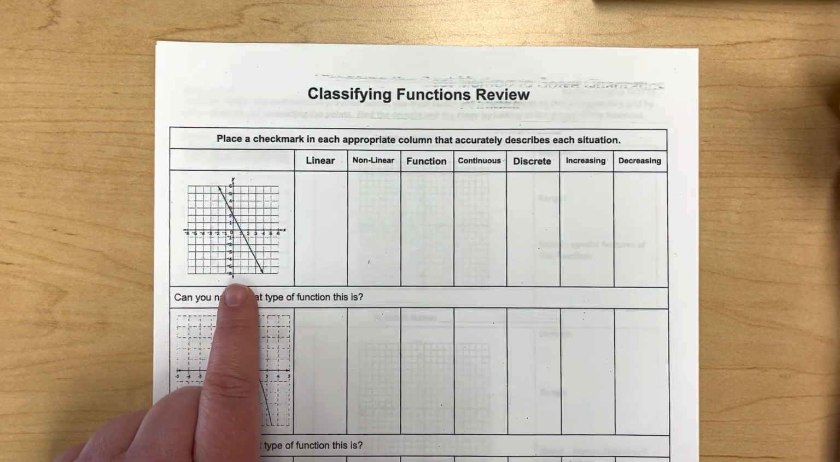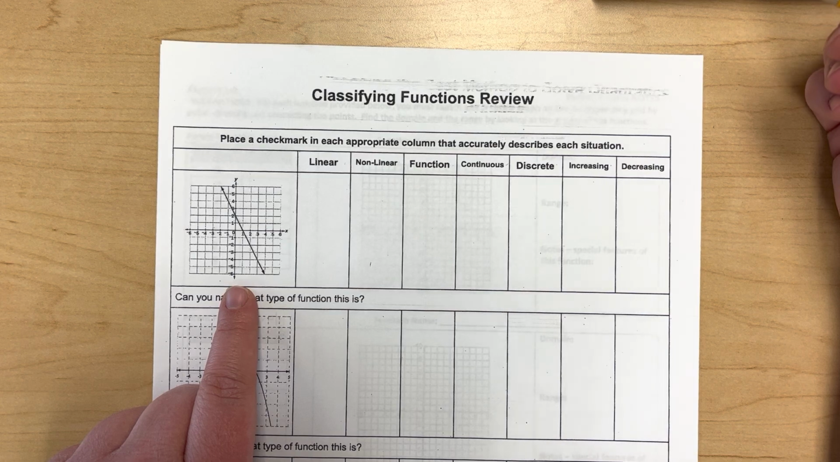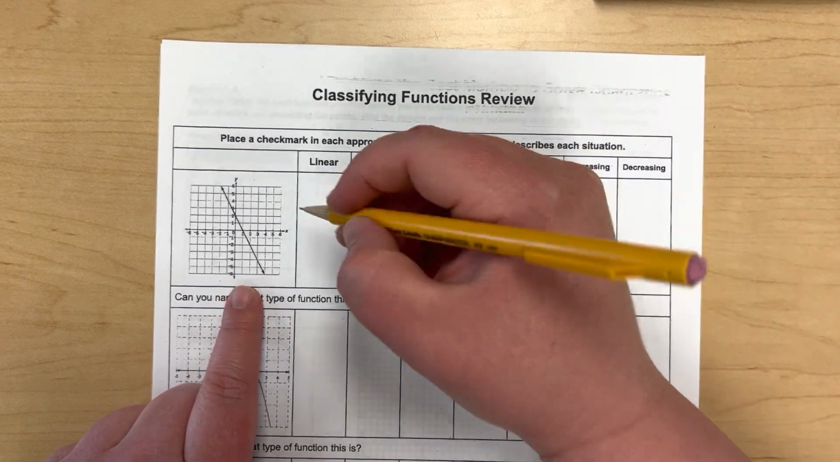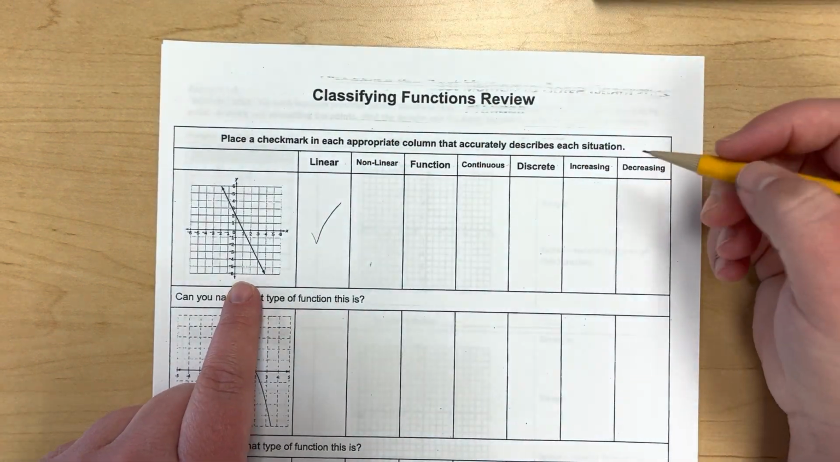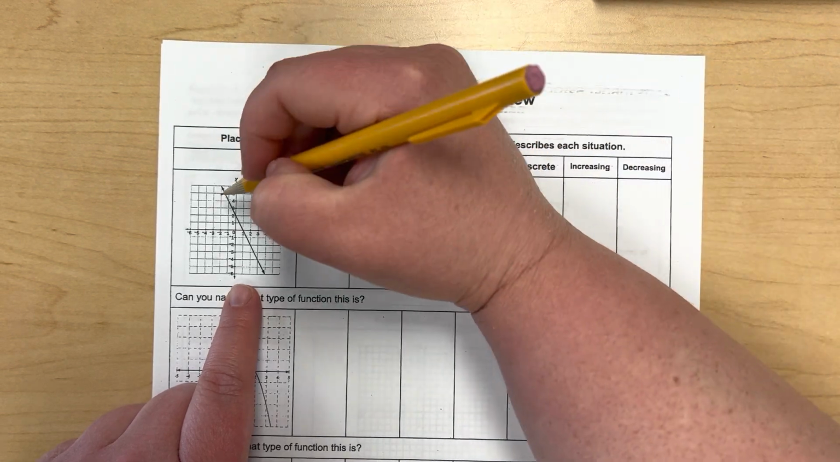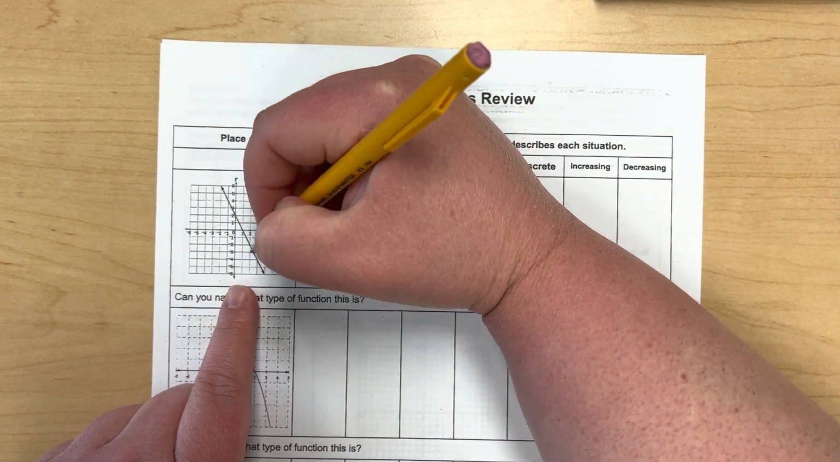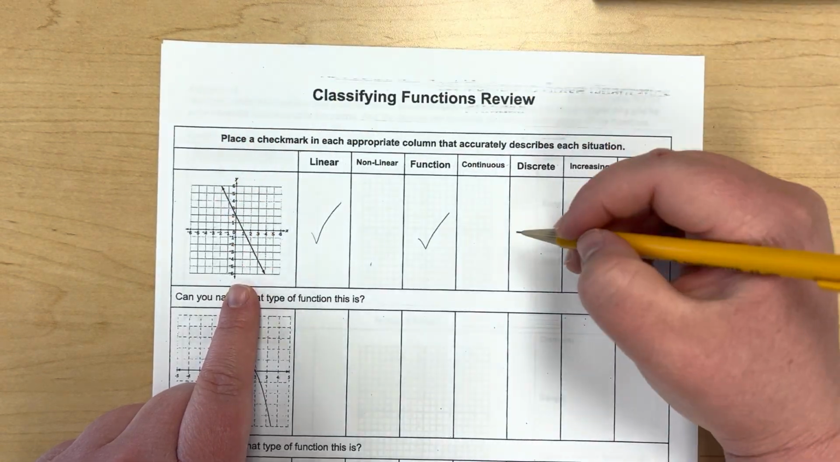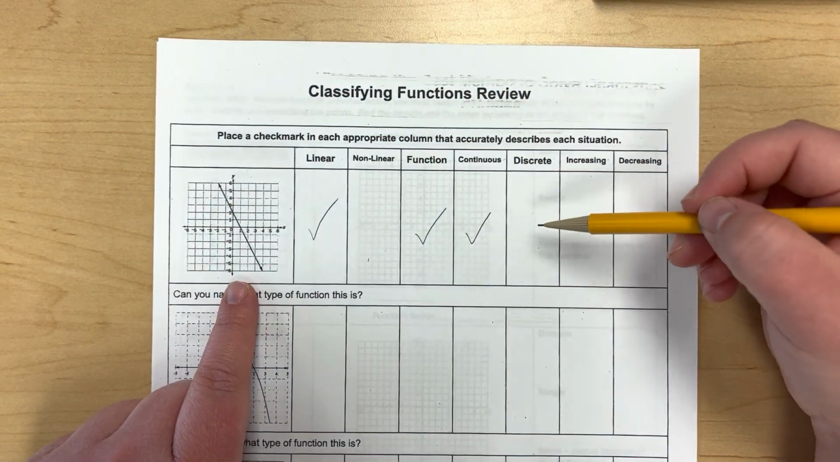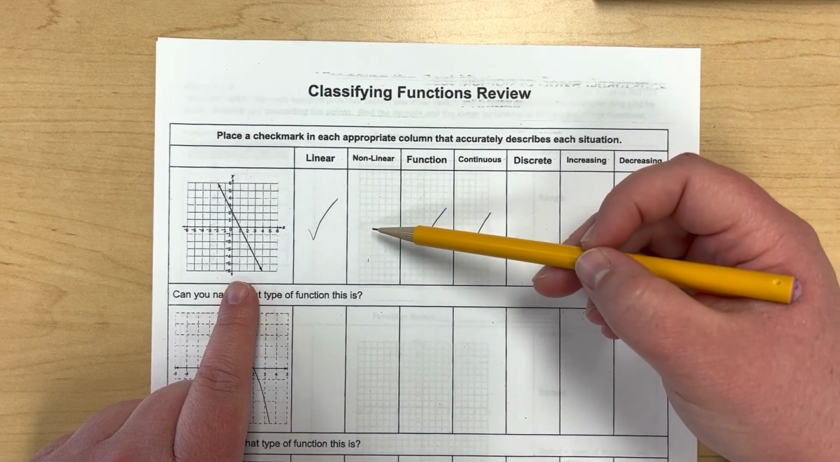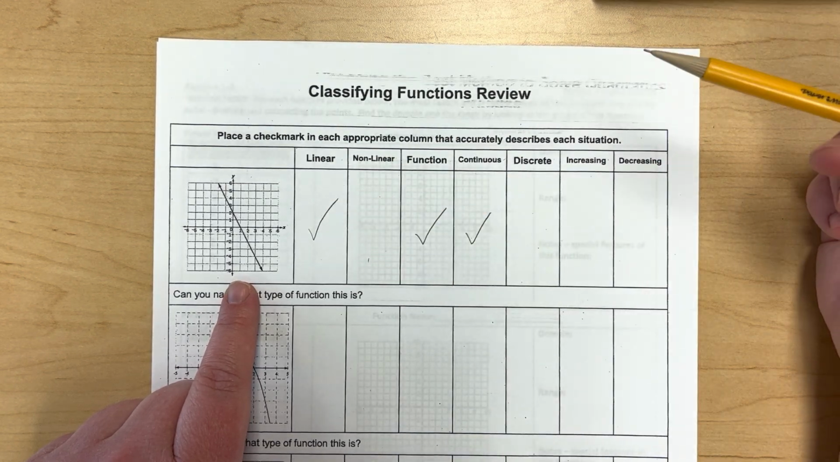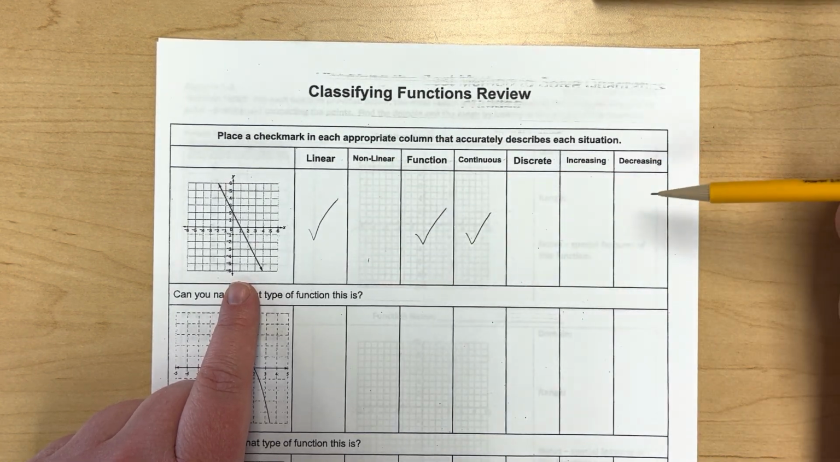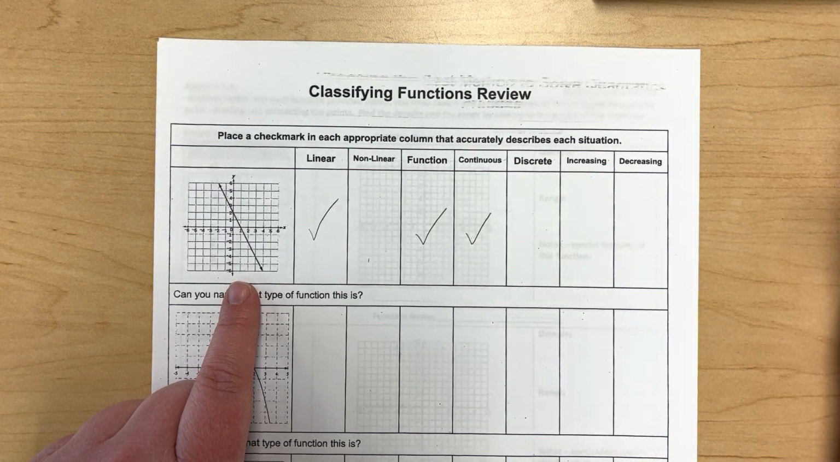So if I'm looking at this first graph, these are the types of graphs that we worked with all of first semester. This is linear, and it's also a function. It is continuous. There's no breaks whatsoever. The arrows mean it goes on forever, and I can trace the whole thing without ever picking up my pencil. That means it cannot be discrete. Same thing with nonlinear. You can't be both linear and nonlinear. You can't be both continuous and discrete, and you can't be both increasing and decreasing.